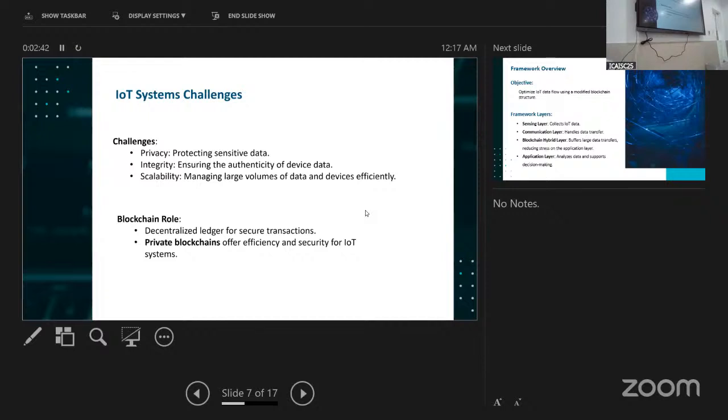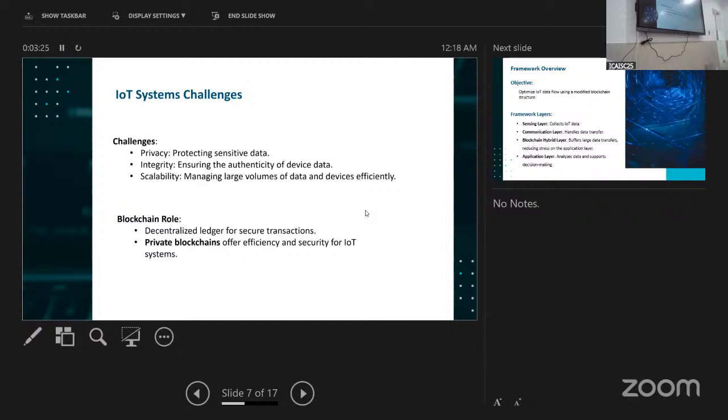IoT systems, as we know, have many different challenges. As I just mentioned a minute ago, privacy: we need to protect our sensitive data because, for example, if I use IoT systems in a hospital, it's going to be very risky to not be able to保 protect the privacy of our users. And also data integrity: we need to ensure that the authentic person is using his data, no one else. And also we need to manage this huge or big data volume to make sure that we are going to perform our service in a very good manner.